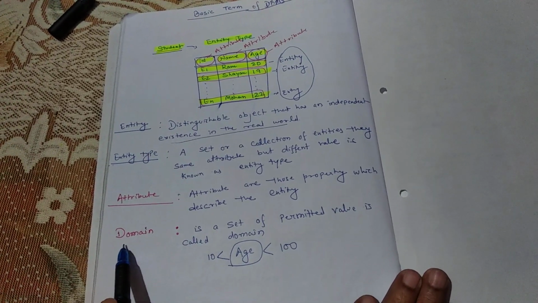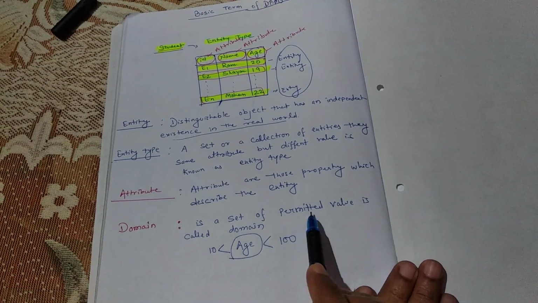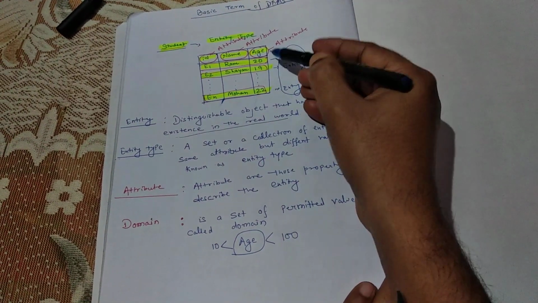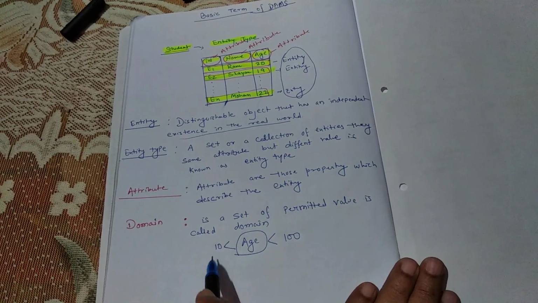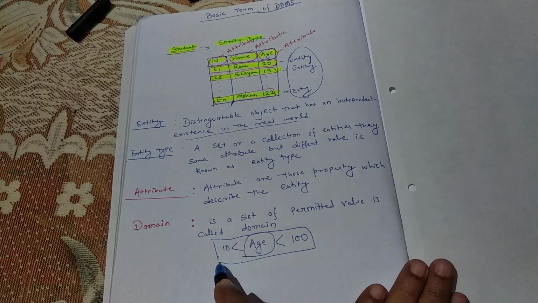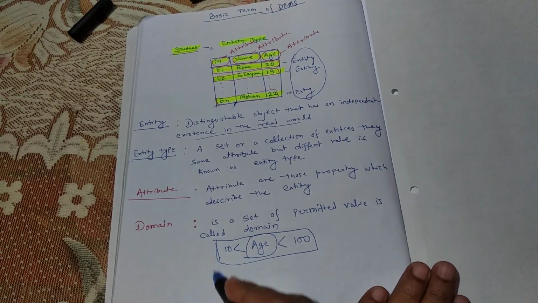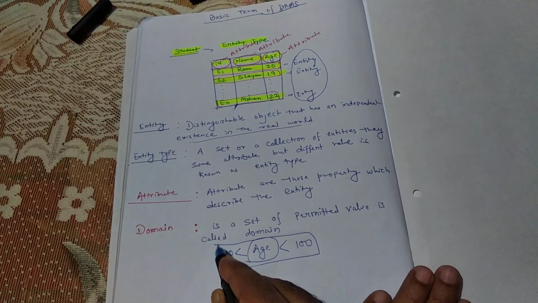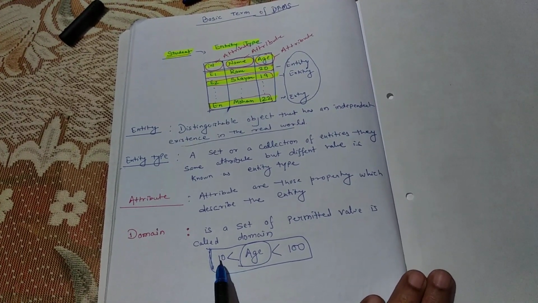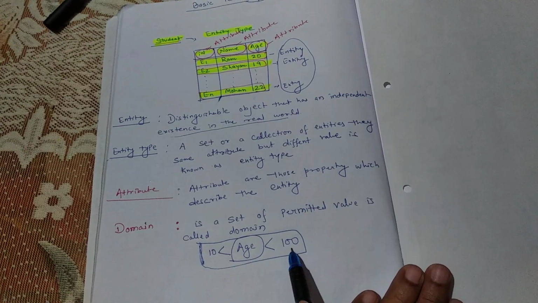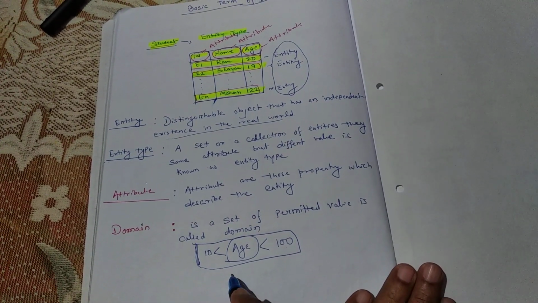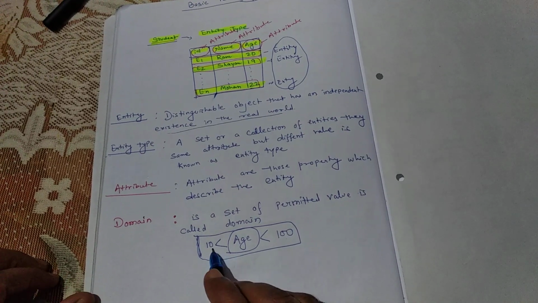Next is domain. Domain is a set of permitted values. That means if we take age, it must be in this condition. For an example, if I set the age must be greater than 10 and less than 100, so the age must be between 10 to 100.